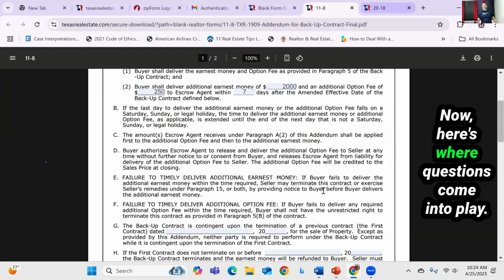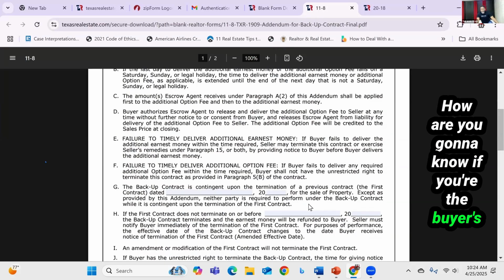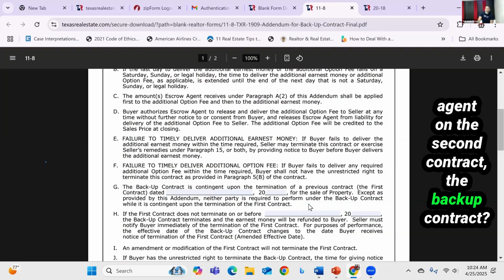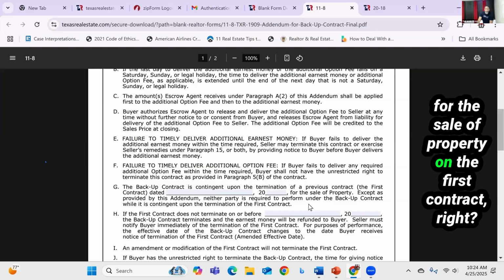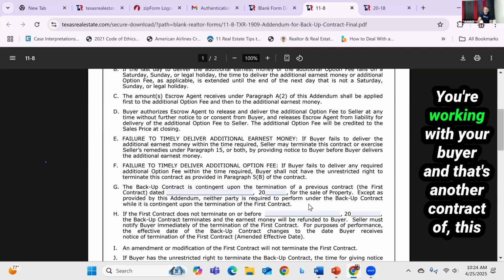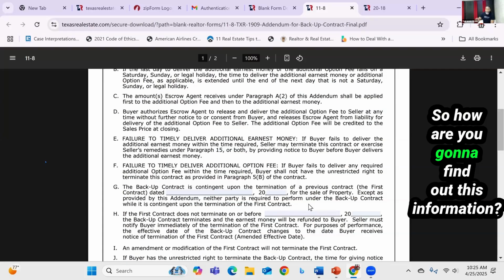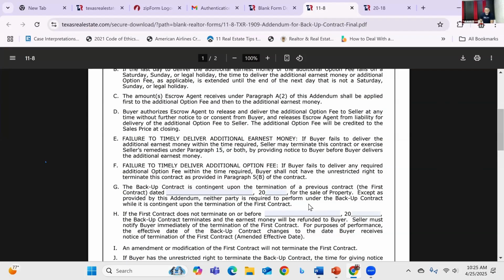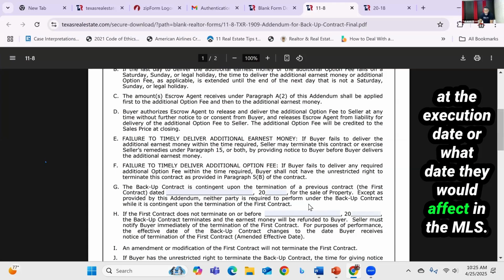Now here's where questions come into play. If you're the buyer's agent on the second contract, the backup contract, how are you going to know the execution date of the first contract? You're working with your buyer, and that's another contract on that house, and you have no idea. This is a different buyer's agent, right? So how are you going to find out this information? There's 2 ways you could find out. They want you to go look in the MLS and look at the execution date, or what date it went into effect in the MLS.